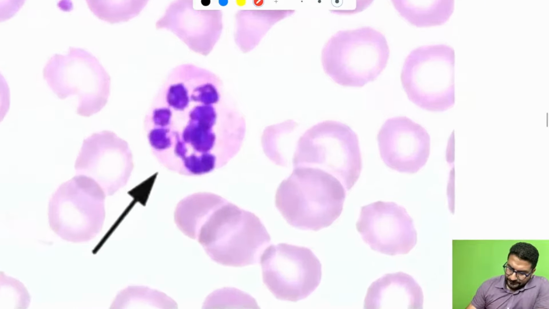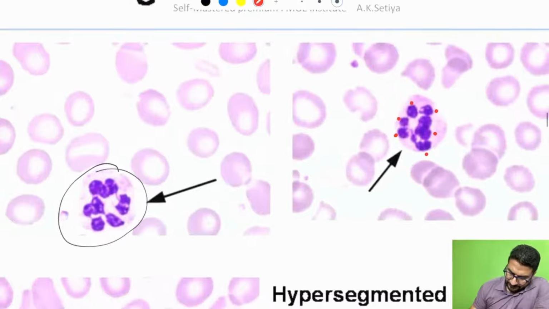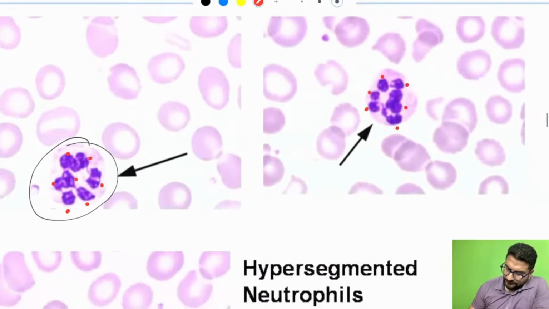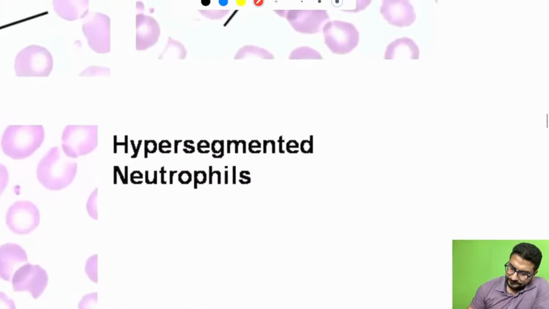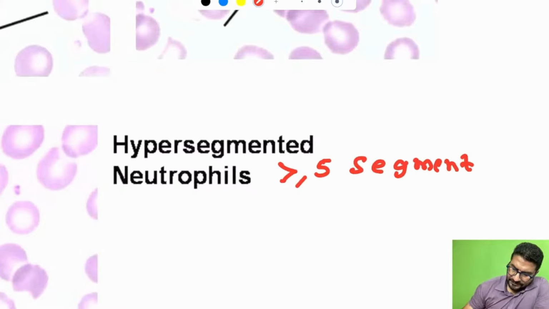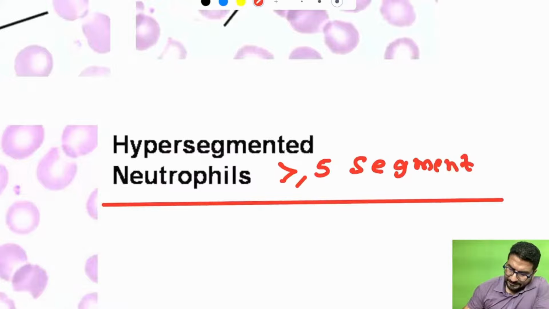Hypersegmented neutrophils. If you see 1, 2, 3, 4, 5, 6, here if you count 1, 2, 3, 4, 5, 6, 7. Whenever your neutrophil has more than 5 segments, such a neutrophil is called a hypersegmented neutrophil.